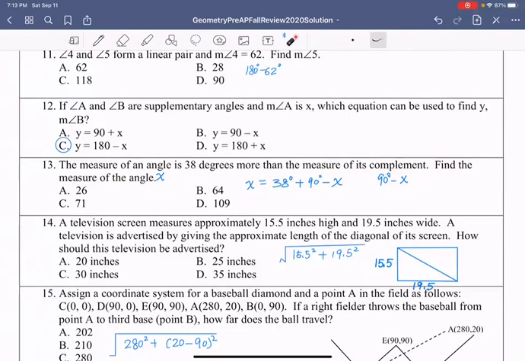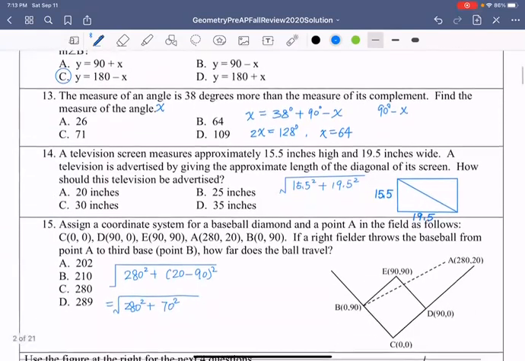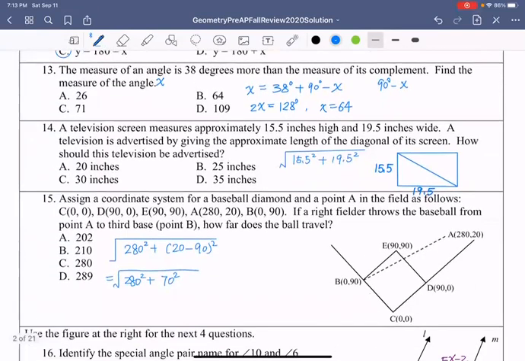So 38 plus 90 would be 128. And if you add X to both sides, it'd be 2X equals 128. And then X would be 64. Good job. Makes sense now? Okay, very good. Next, we will use the Pythagorean theorem.